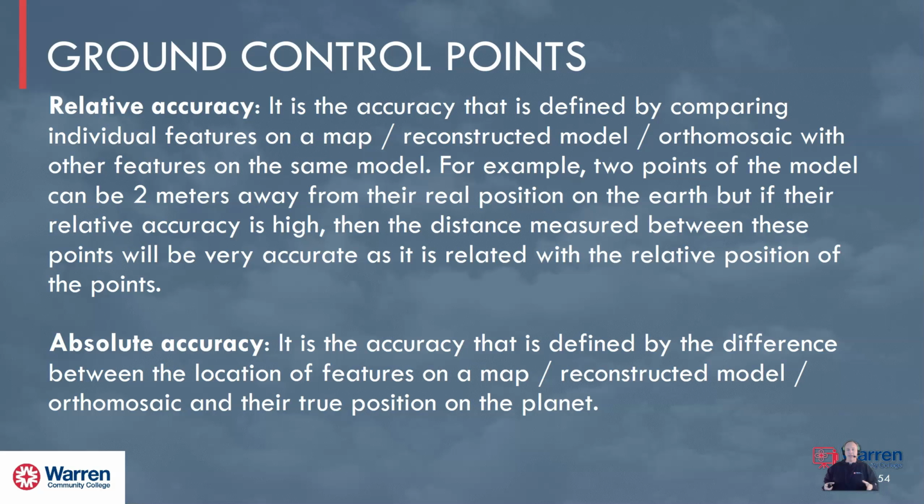The relative accuracy can be adjusted and amended. Absolute accuracy, slightly different, is the accuracy that is defined by the difference between the location features on a map, reconstructed model, orthomosaic, and their true position on the planet. So, when you're there, it's absolute, right?